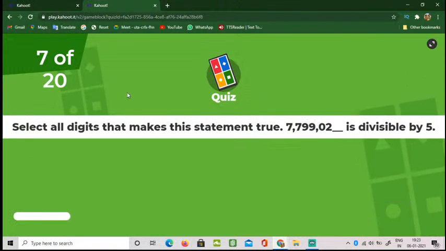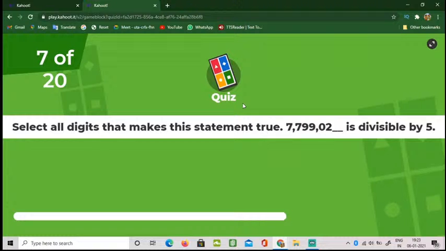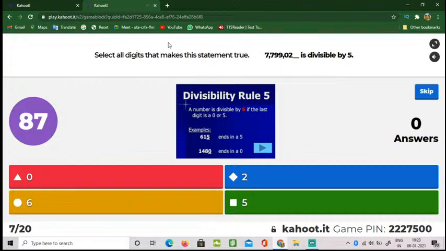This is the seventh question, and this is also a multi-select question. So select all the digits that make the statement true. So the number should be divisible by 5. I hope you all can see the divisibility rule of 5. It will be really easy for you to answer if you see that. So I've started getting answers. 7 answers.